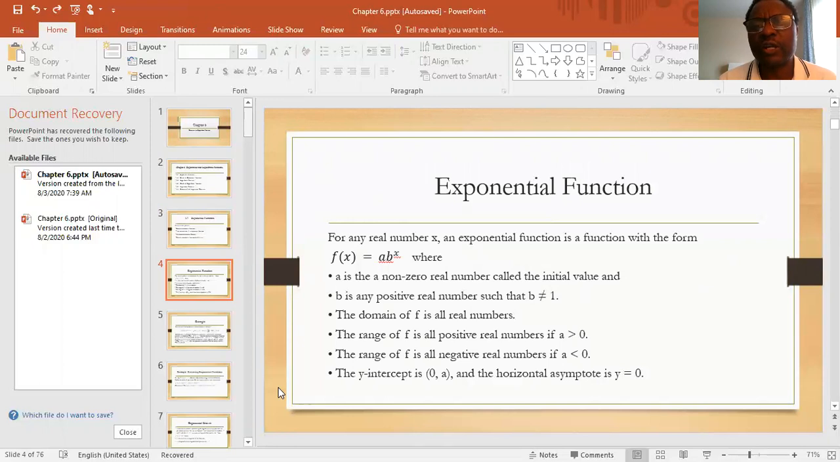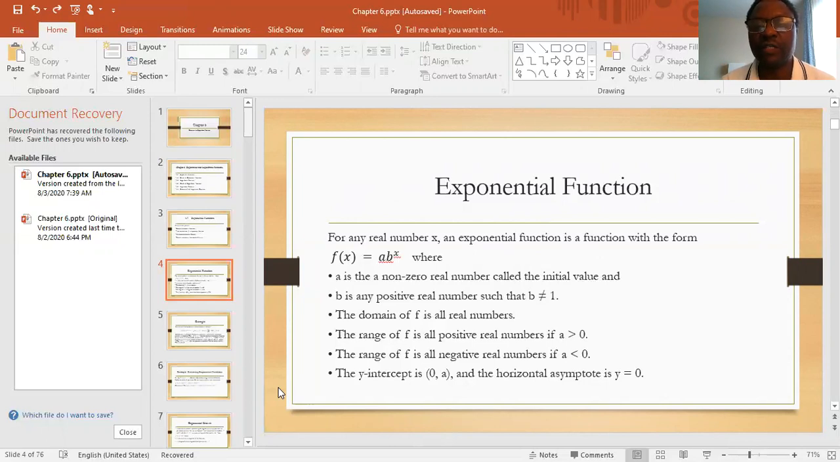A function is called an exponential function if it is expressed in the form a times b raised to power x, where a is a non-zero real number called the initial value. This is the value when x equals 0. b is a positive real number which is different from 1. If b equals 1, then we have a constant function, but b must be positive.